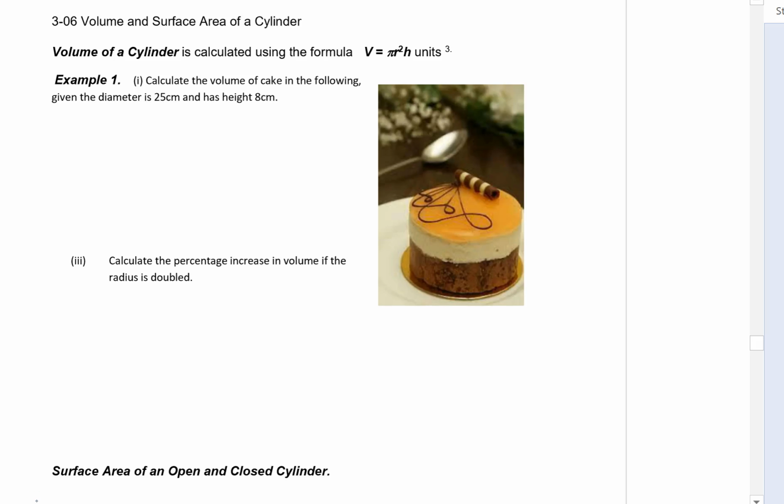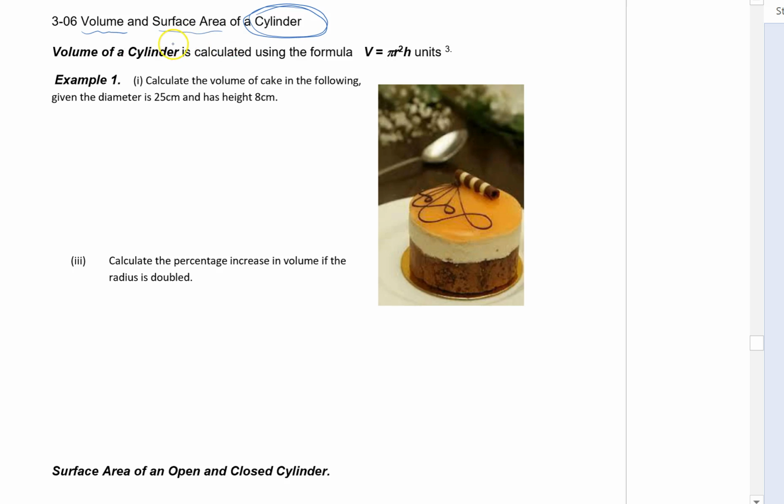In exercise 306, we turn our focus now to volume and surface area, in particular of a cylinder. So again, curved surface, you'll need to recall formulas to do with circles that we've just dealt with in 303 and apply those to both surface area and volume.